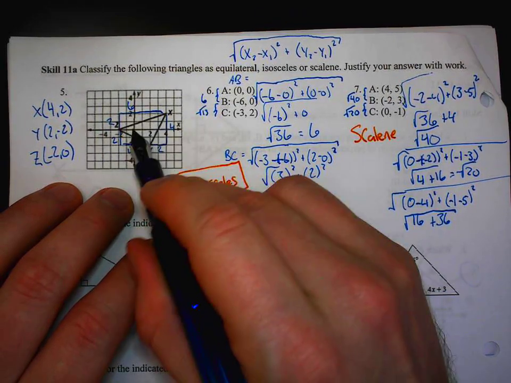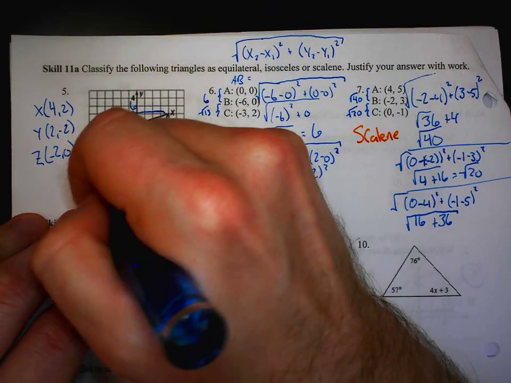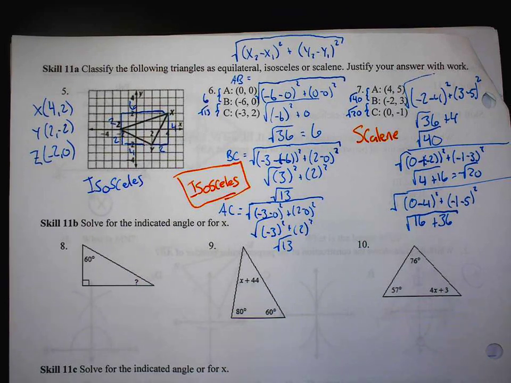So we can say that this would be isosceles, because 2 of the sides are the same and the third one is not. You could go through and use the distance formula, however, this is just a little bit quicker.